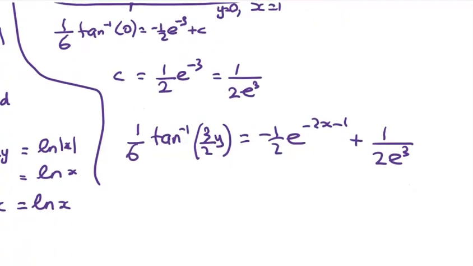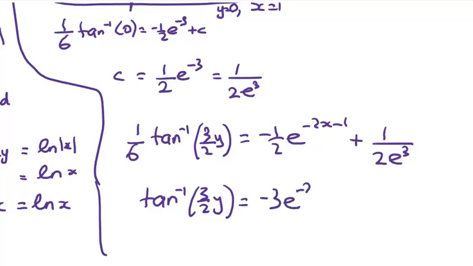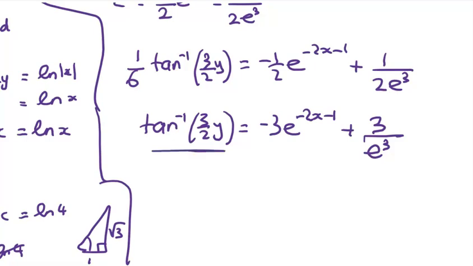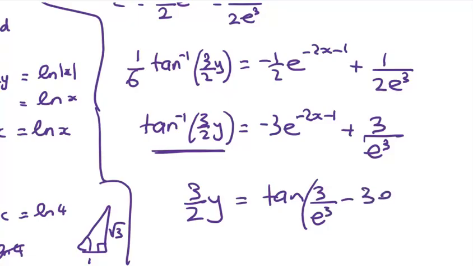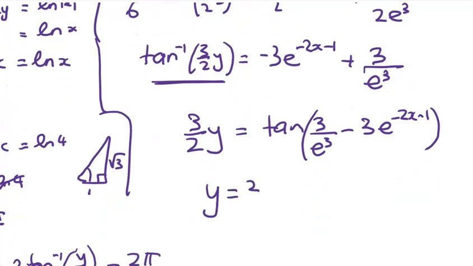Now I went quite slowly with this because I think it's really easy to muck things up. So first I times through by 6. And now I undid the tan. So this is the angle whose tan is 3 over 2y. So we get 3 over 2y is equal to tan of this. Giving me a final answer of y is equal to 2/3 of this.